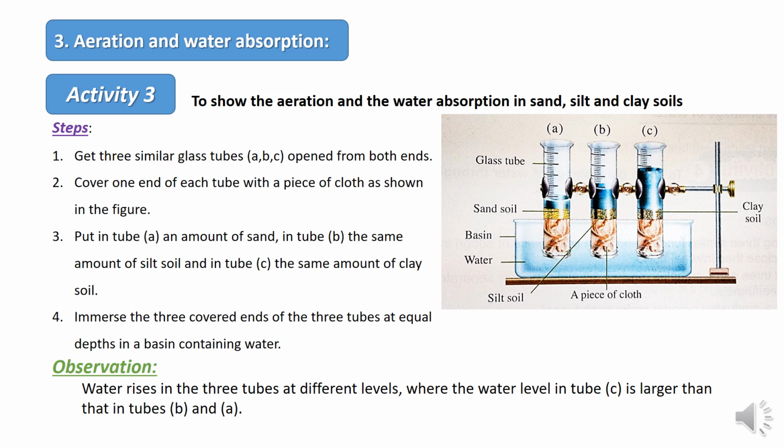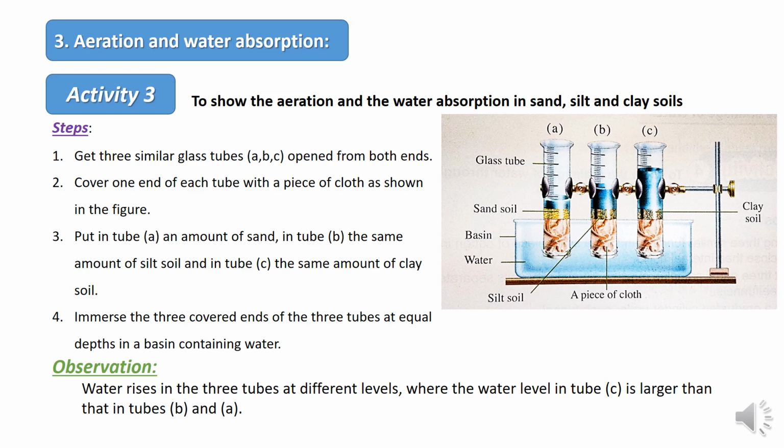Number 3. Aeration and water absorption. To show the aeration and the water absorption in sand, silt, and clay soils, steps: get 3 similar glass tubes A, B, and C opened from both ends. Cover one end of each tube with a piece of cloth as shown in the figure. Put in tube A an amount of sand, in tube B the same amount of silt soil, and in tube C the same amount of clay soil.